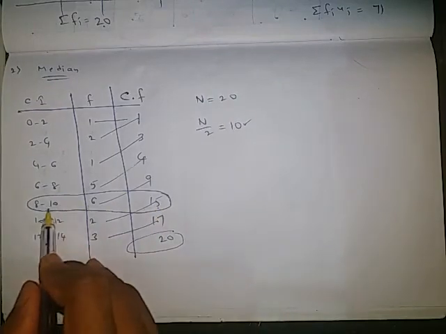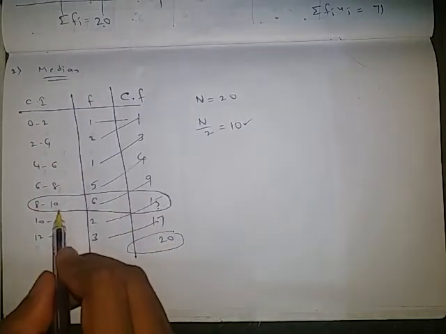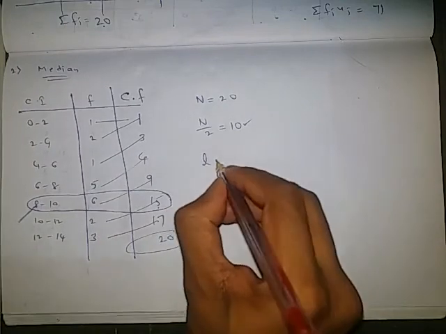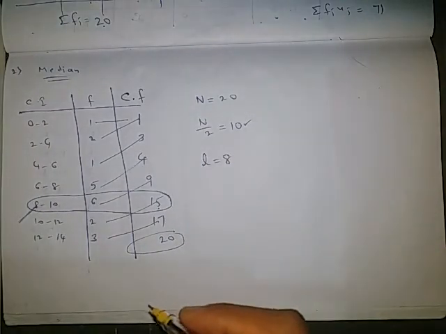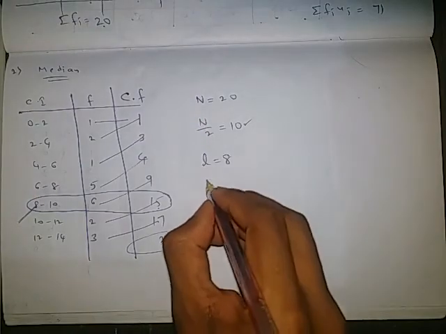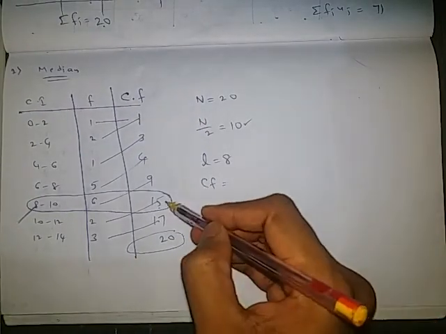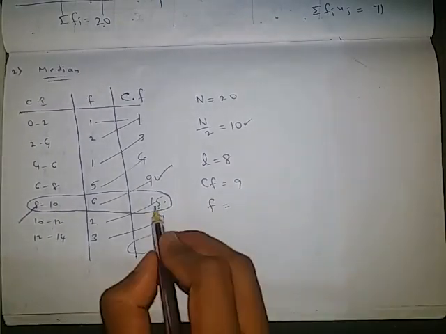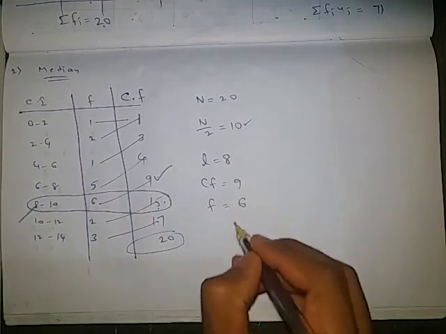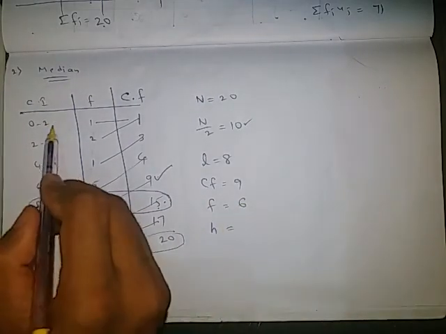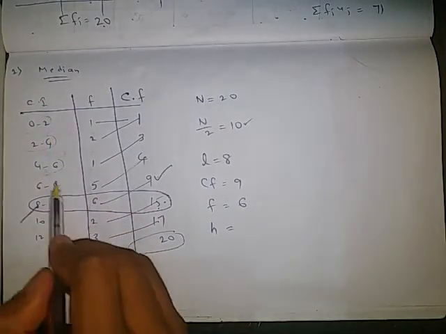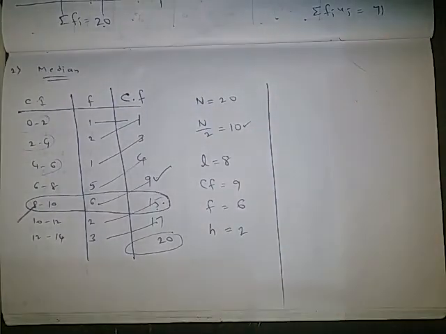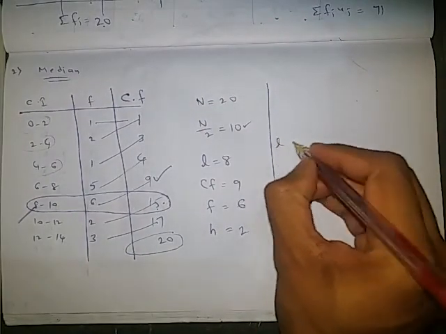If you observe that row completely, in this class interval 8 to 10, this 8 will become the lower boundary. L is equal to 8. And cumulative frequency will be the number above that, that is 9. And frequency will be in the same row, that is 6. And height is the difference of any class interval, that is 6 minus 4, 8 minus 6, 14 minus 12, that is 2. Now let us substitute all this in the formula.